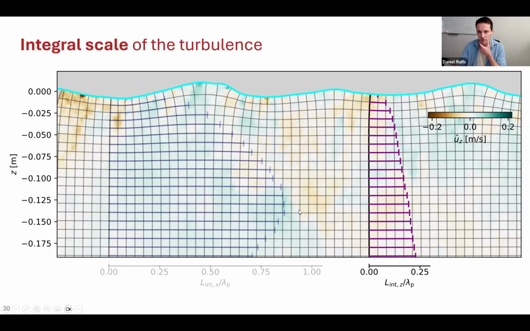And we can do the same thing now with the vertical velocity fluctuations. And you can first see by eye that the spatial scale of these fluctuations is decreased relative to what we had with the horizontal velocity. And this is again reflected in the integral scale that's based on these vertical velocity fluctuations, which is smaller than what we have for the streamwise velocity, and is also growing as we get away from the surface.